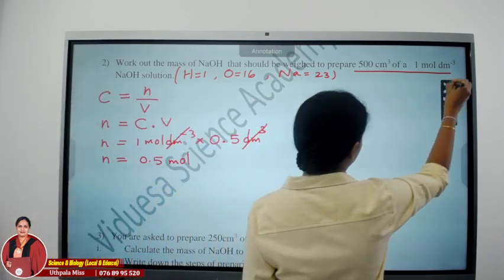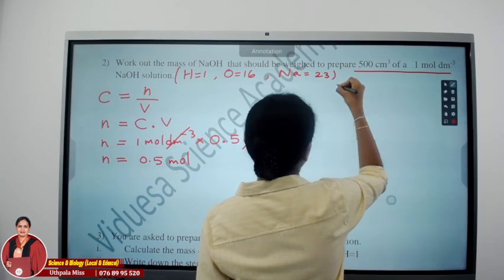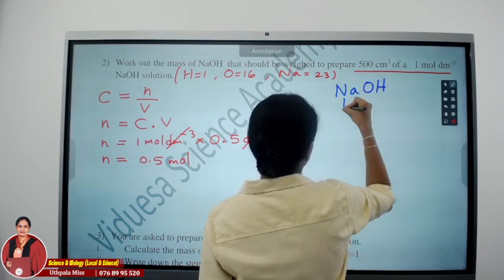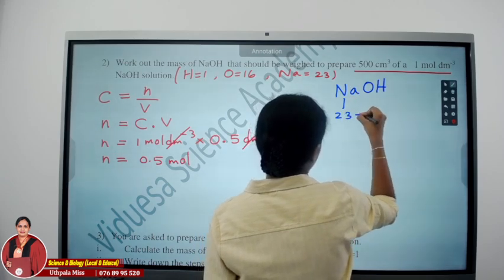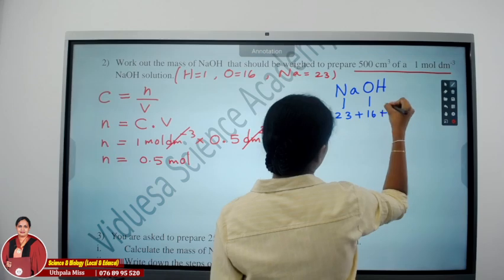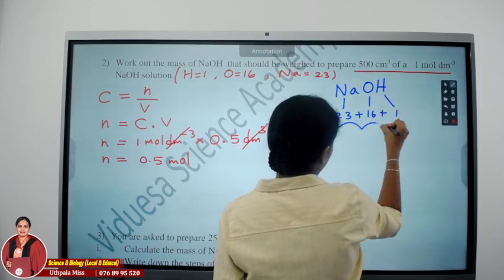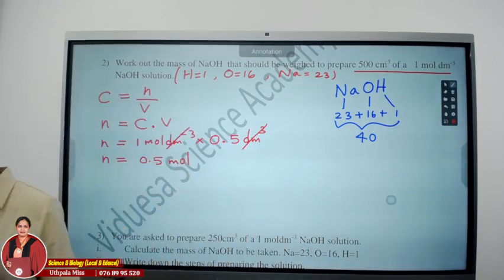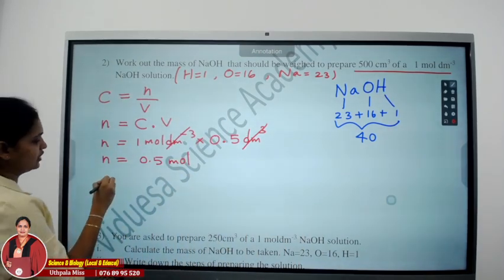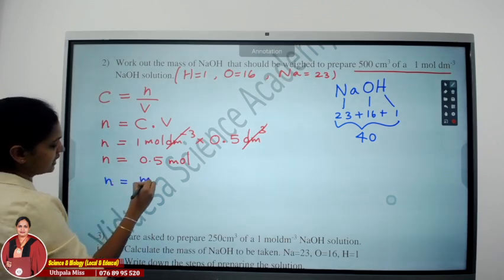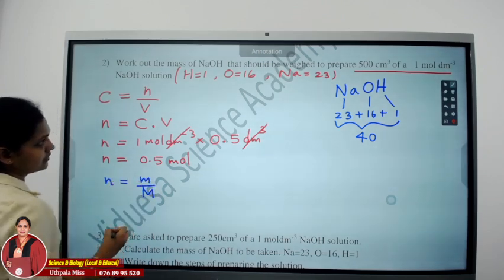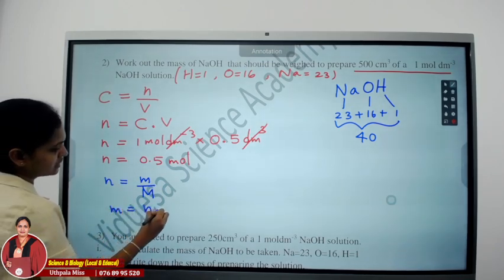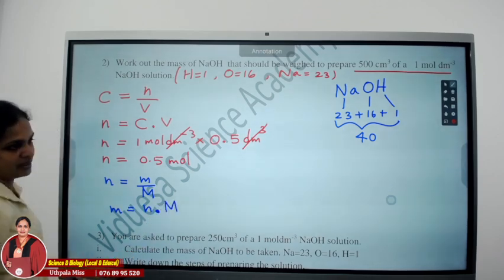So sodium hydroxide, what is the relative molecular mass? Yes, sodium is 23 plus oxygen 16 plus hydrogen 1, altogether 40. Then you can say the number of moles equals mass divided by the molar mass. So the mass is equal to number of moles multiplied by the molar mass.